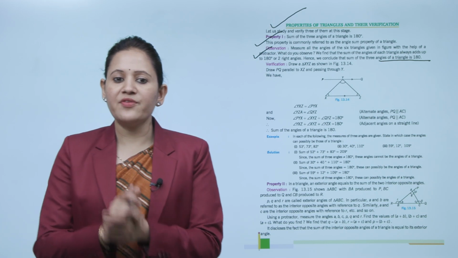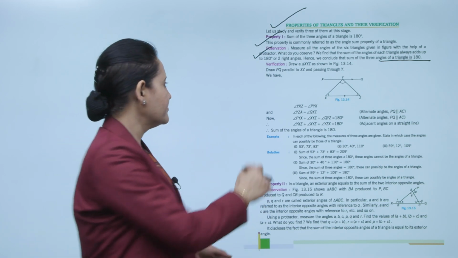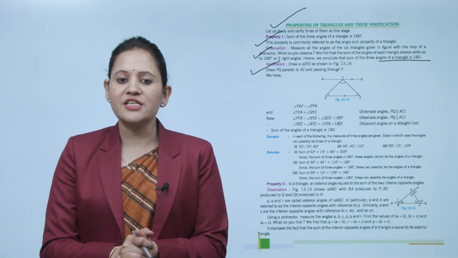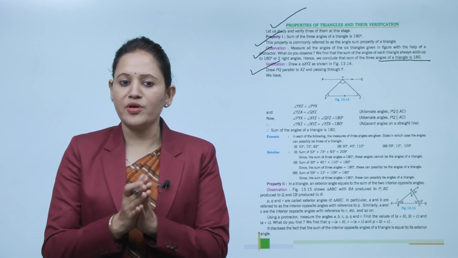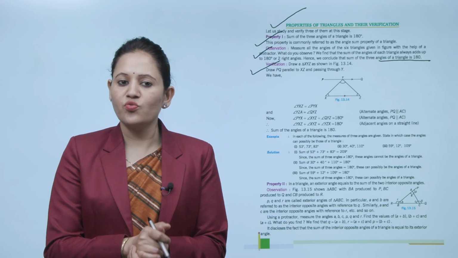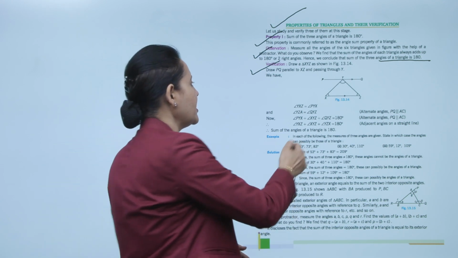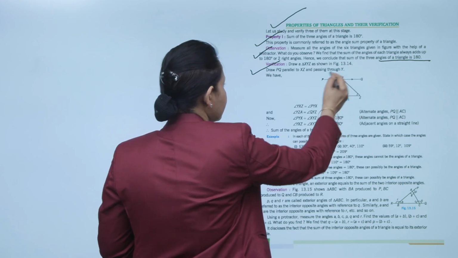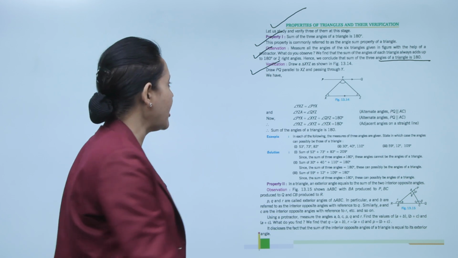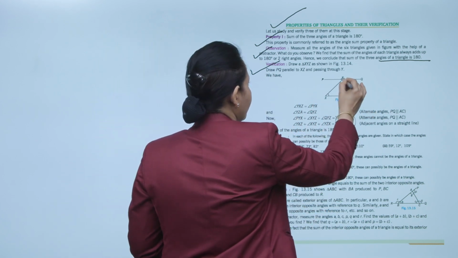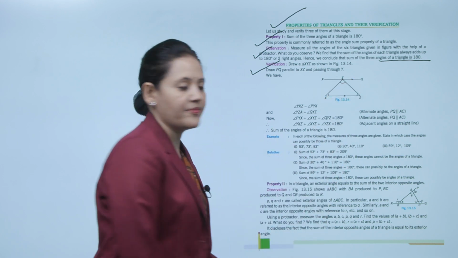Now we will verify this property. Verification. Draw triangle XYZ as shown in figure 13.14. Draw PQ parallel to XZ and passing through Y. So here we have taken a triangle, and we have drawn PQ parallel to XZ, which passes through the point Y.